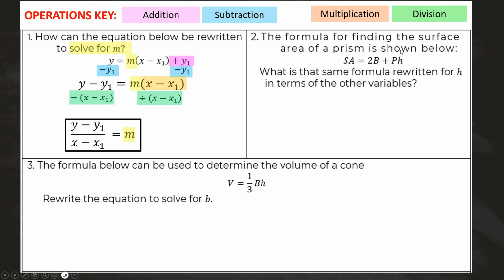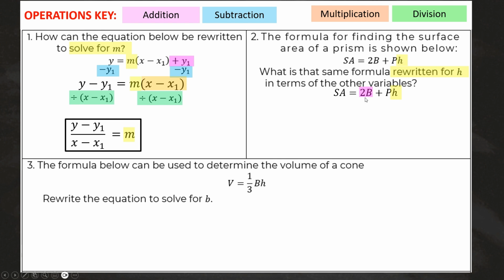The formula for finding the surface area of a prism is shown below. So surface area, or SA, is equal to 2B plus pH. What is the same formula rewritten for H? Rewritten for H means we want to solve for H in terms of the other variables. So we want to rearrange this equation in order to have H by itself.